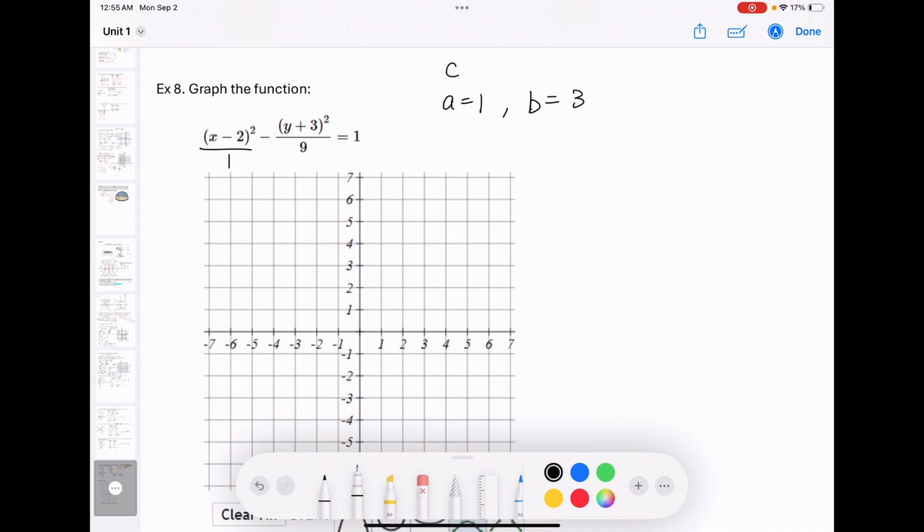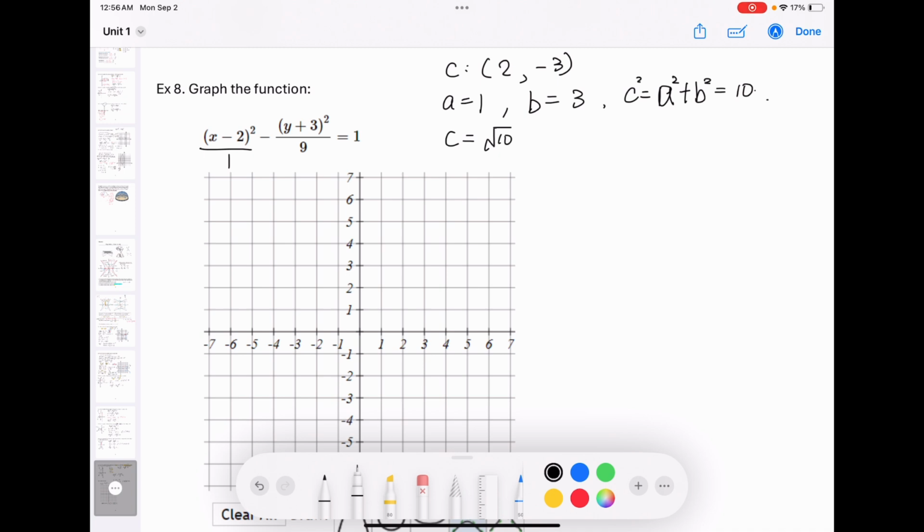You can find your center first. You can also find center later. So center is h comma k. h is inside of the x perfect square, which is 2, and k is negative 3. And then we need c's value. c squared is equal to a squared plus b squared. It is 10. You can also find the square root of c squared. So c is equal to square root of 10.